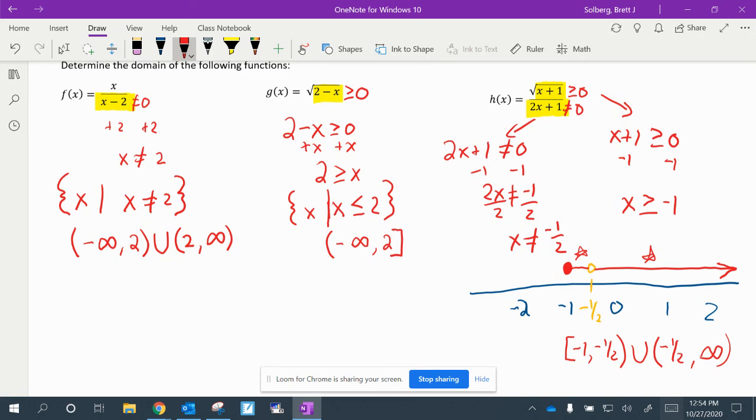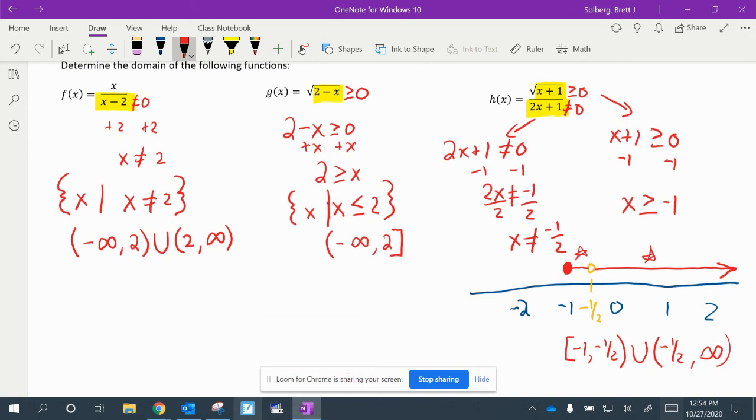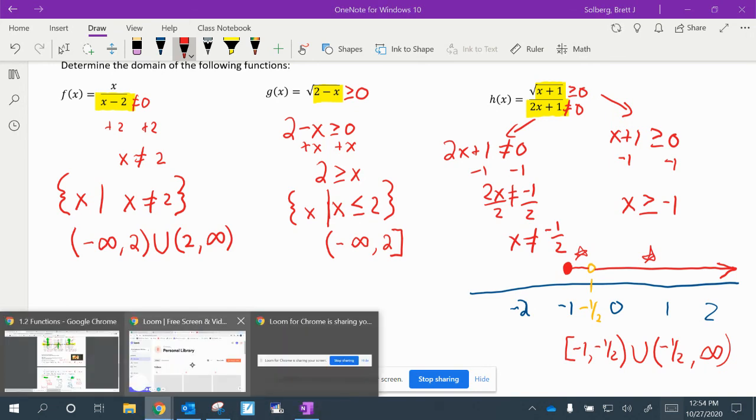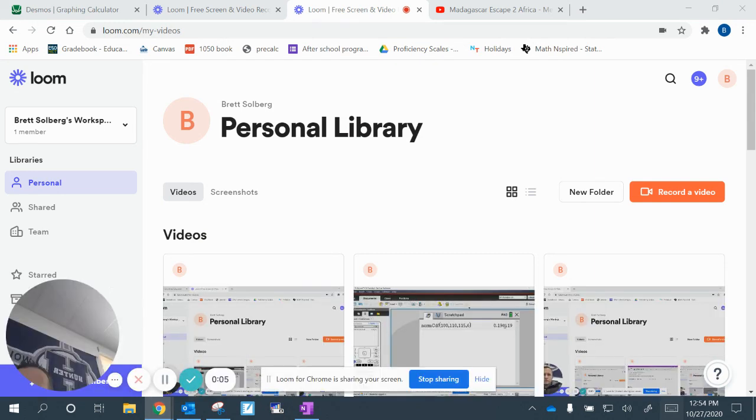All right, so that is your lesson. I hope that makes sense with how to get domain from a function, and domain and range, and what is a function, what is not.